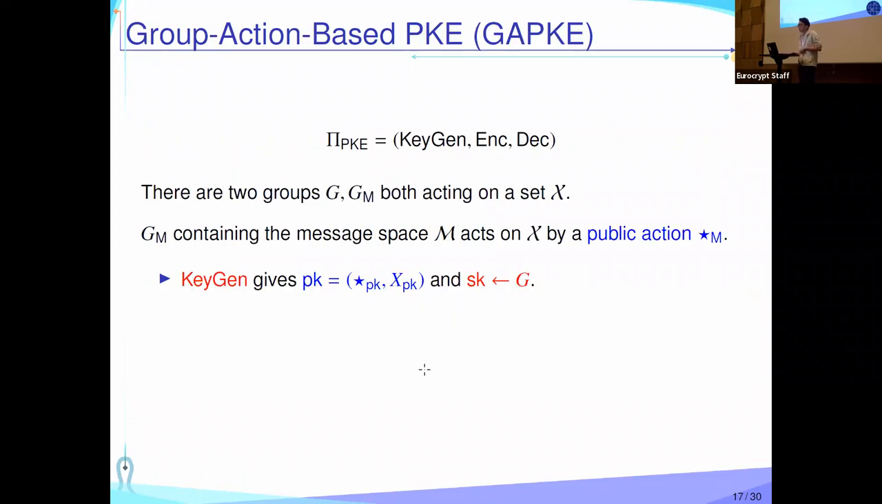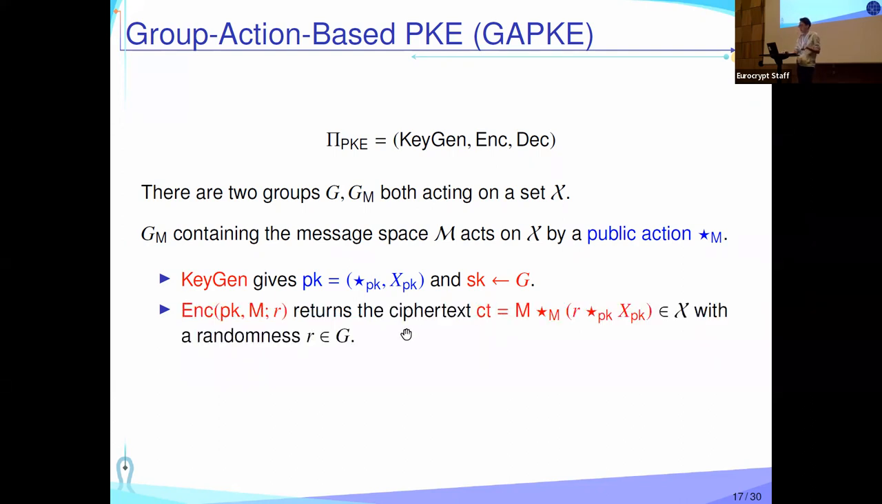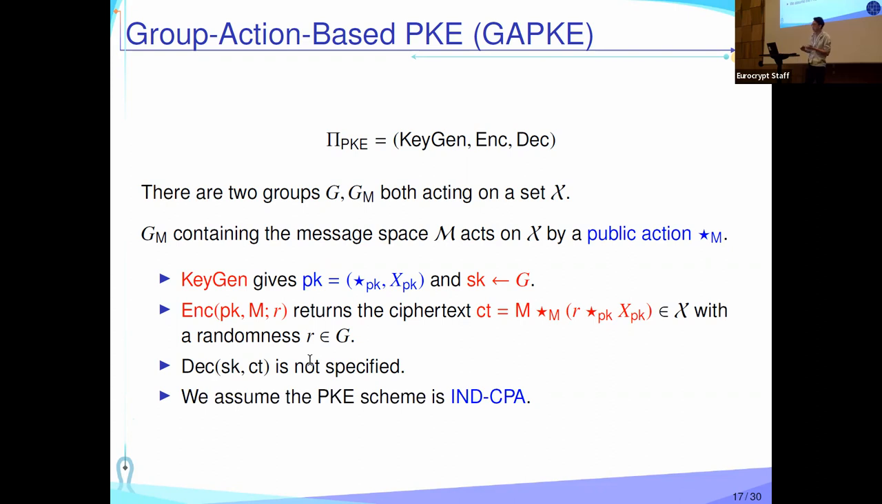And the final definition is the group action-based PKE. There are two groups, G and G_M, both acting on the same set X. And G_M contains the message space M, and acts on X by a public action. The other action is given by the key generation algorithm. It is part of the public key of the encryption scheme and related to the secret key here. And we define the encryption of message m: the ciphertext is m acts on r acts on X_pk, by the public action and the public key action respectively, with the randomness r here. And we do not specify the decryption relation here, but of course we require correctness. And we also assume the PKE is IND-CPA secure.